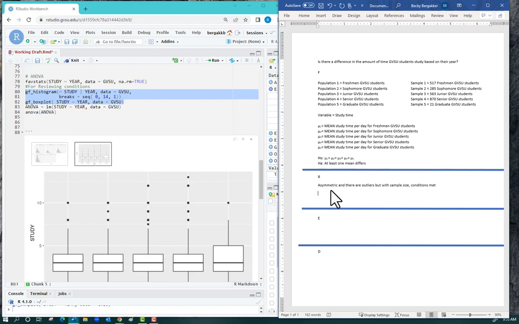Yes, it's asymmetric. Yes, there are outliers, but relative to the sample size, I'm okay with what we're seeing there.